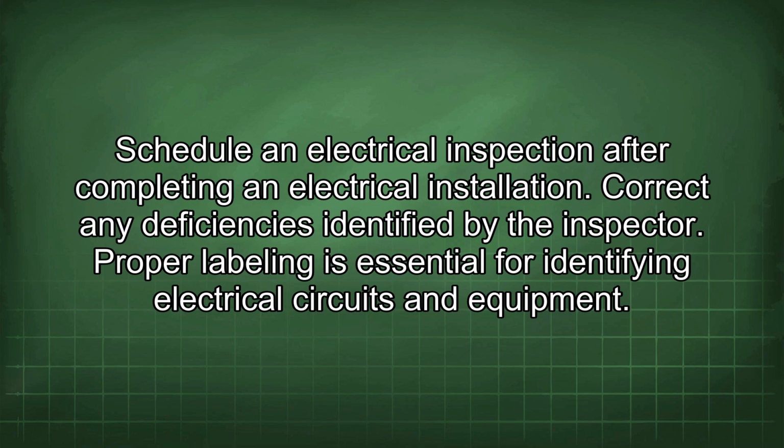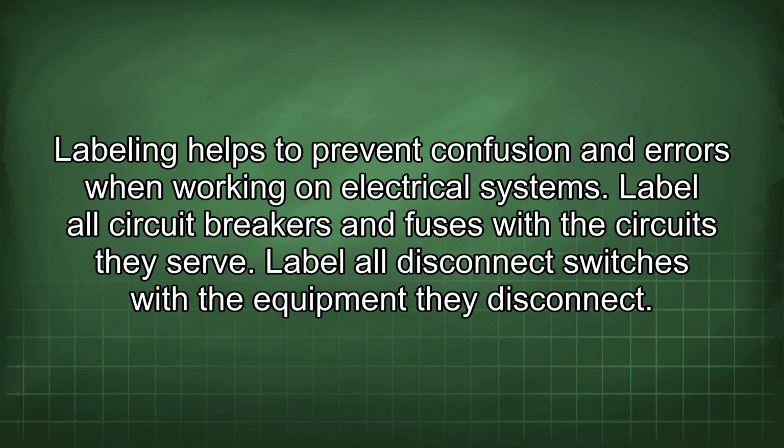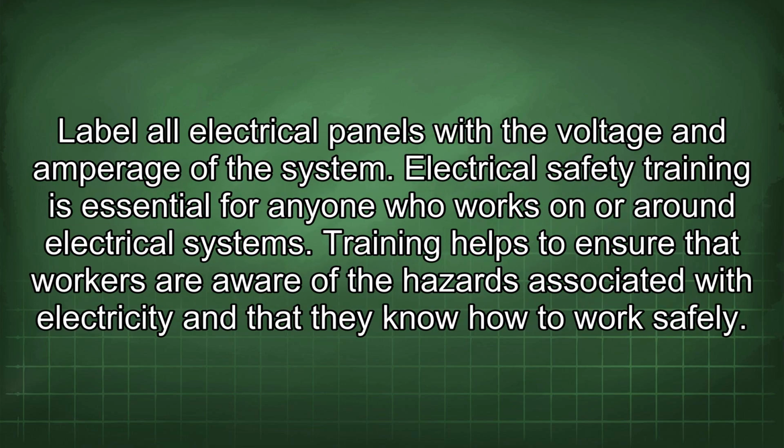Proper labeling is essential for identifying electrical circuits and equipment. Labeling helps to prevent confusion and errors when working on electrical systems. Label all circuit breakers and fuses with the circuits they serve. Label all disconnect switches with the equipment they disconnect. Label all electrical panels with the voltage and amperage of the system.